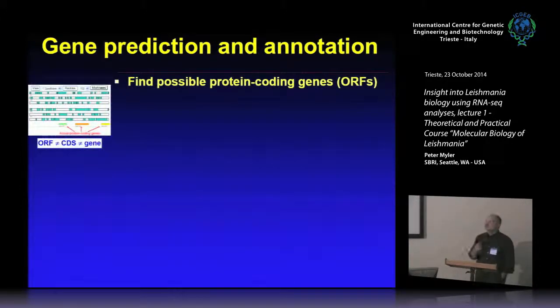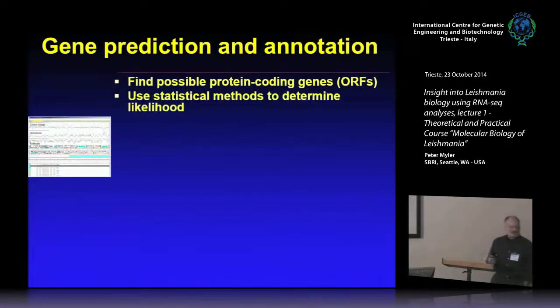So once you've got your genome assembled, you have to actually do gene prediction and annotation. The gene prediction step is relatively complicated, depending on your organism. If you're working in Leishmania, it's actually not all that difficult. First step is to find all of the open reading frames, but you have to remember that not all open reading frames make proteins, and so they're not genes, but that's the first step. If it's not an open reading frame in Leishmania, it's not going to be making a protein. You then use statistical methods to determine the likelihood that each ORF makes a protein or not.